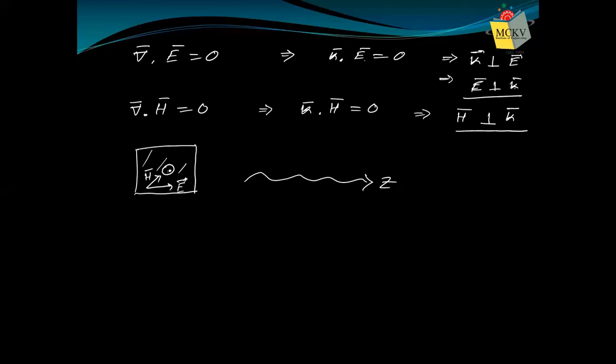But can I say E and H are perpendicular? No. Both are lying on the plane. E and H both are lying on the plane, and the wave is perpendicular to that plane. That's why it is called plane wave. This type of wave is called plane wave. Electric field and magnetic field can be represented on a plane and the wave direction is perpendicular to the plane.